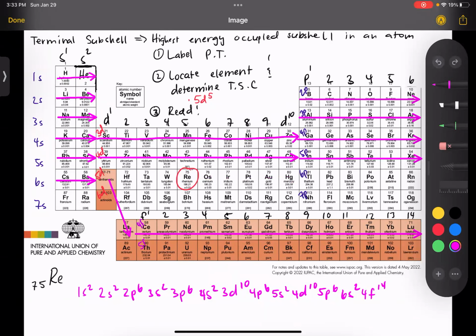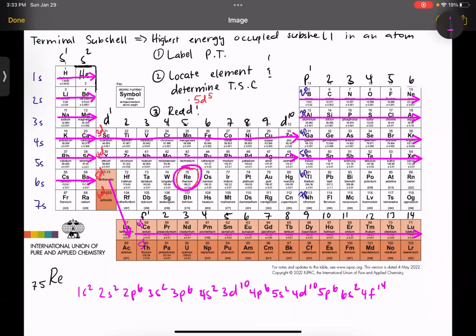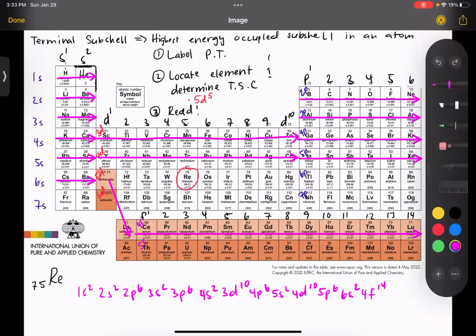But notice that rhenium is over here, number 75. So I'm going to end here with 5d5. And that is the electron configuration for rhenium. This is the full electron configuration.